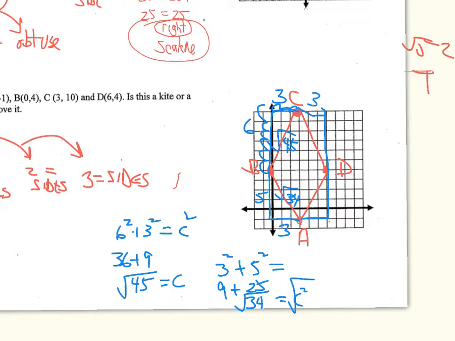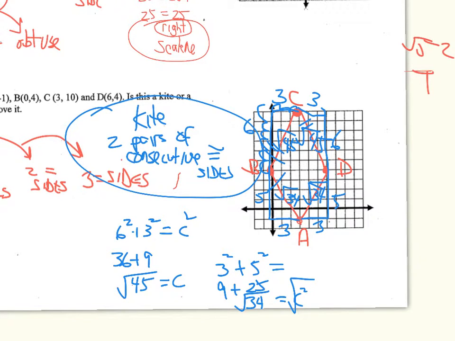CD is 3 by 6 also, so that's also square root of 45. And AD is 3 by 5, so that's also square root of 34. So I see that these two segments are congruent, and these two segments are congruent, making this basically a kite, because it has two pairs of consecutive congruent sides.